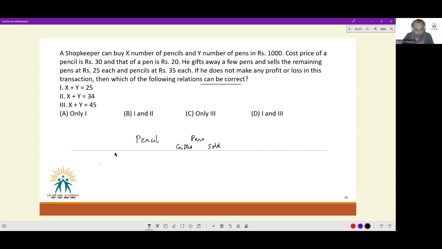See, so I had X pencils and Y pens, but I will go ahead and write it as A gifted and B sold. A plus B is Y. So now the CP for every pencil was 30. For every gifted pen, the CP was 20. For every sold pen, the CP was 20. The selling price for every pencil was 35. For every gifted pen, the selling price was 0. And for every sold pen, the selling price was 25. Now, understand this. What are we told?